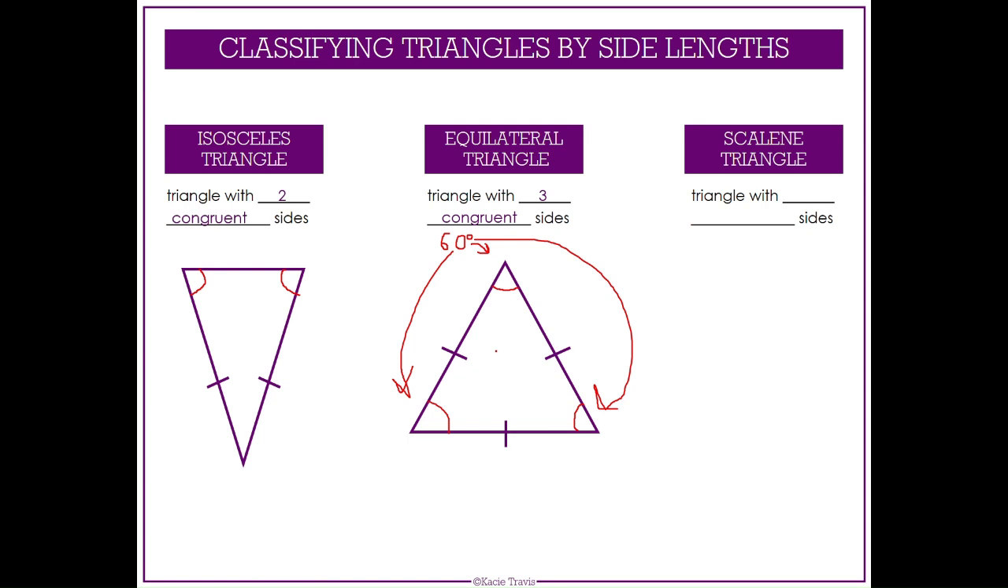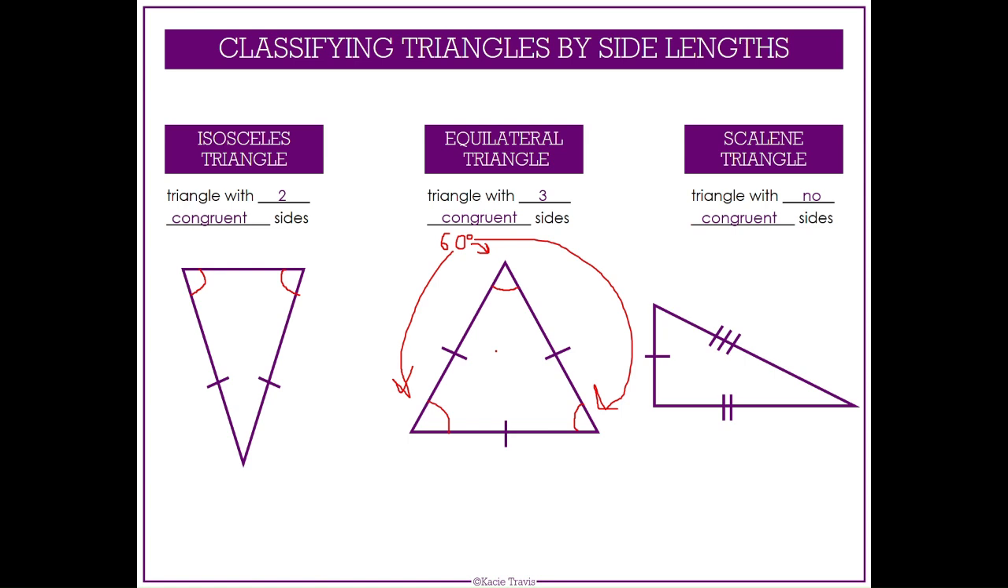Now for our final one, a scalene triangle has no congruent sides. And if it has no congruent sides, the angles also are non-congruent. So all three of these sides, they're different. All three of the angles, they're also different.